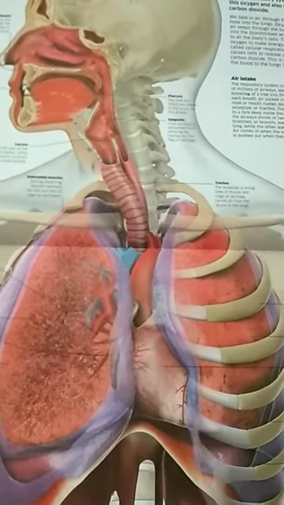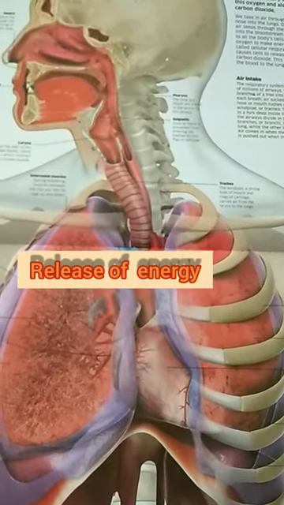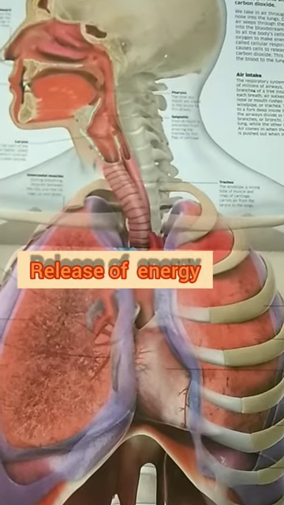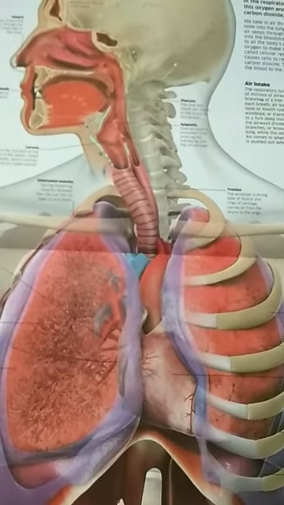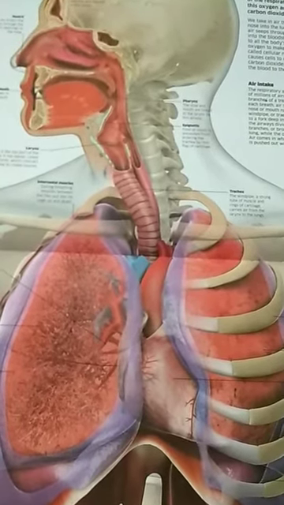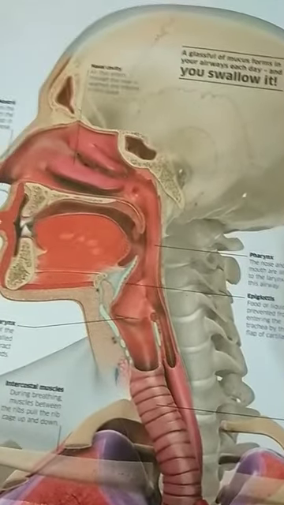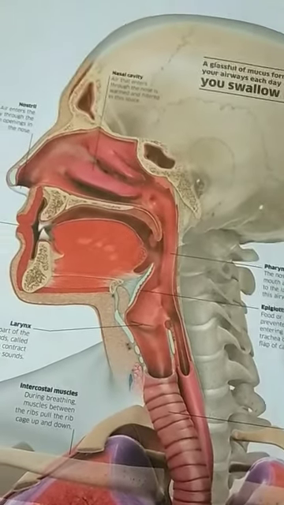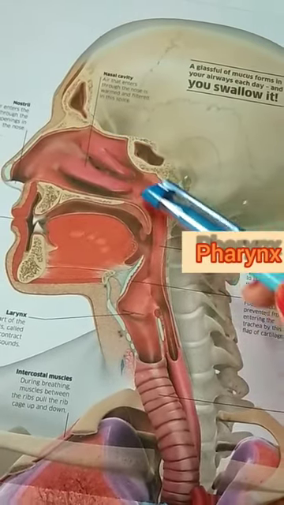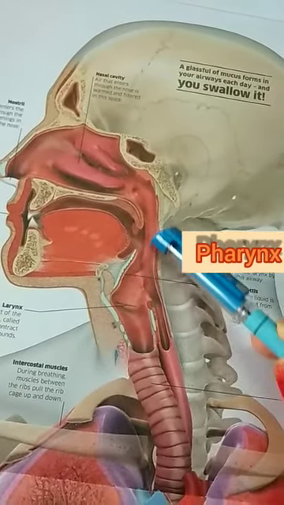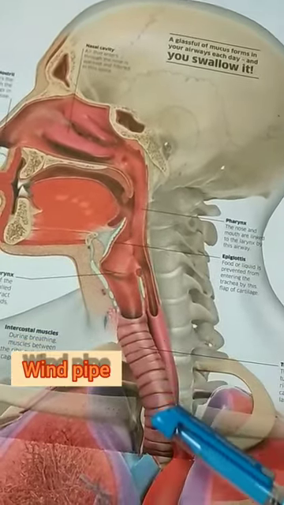But during this process, when oxygen is taken in, the breaking down of food is also carried out, which results in the release of energy. Now, let's see what are the basic organs involved in the respiratory system. The first organ is our nasal cavity. The nasal cavity is followed by the pharynx, then the larynx, then the windpipe.